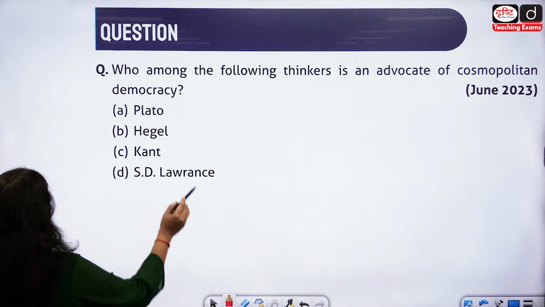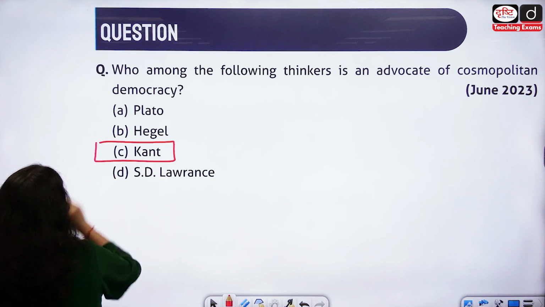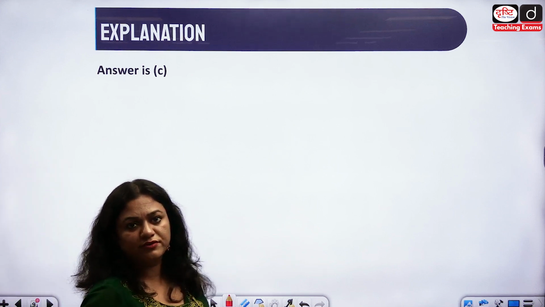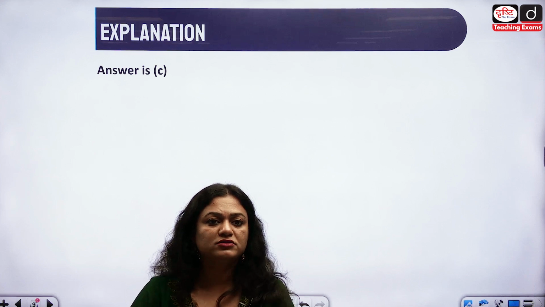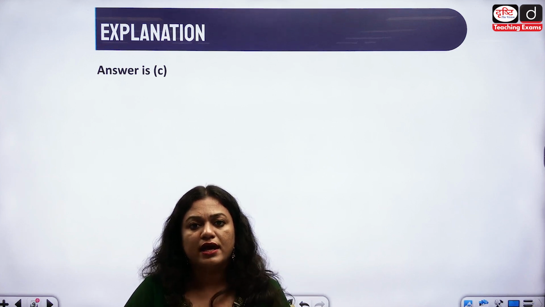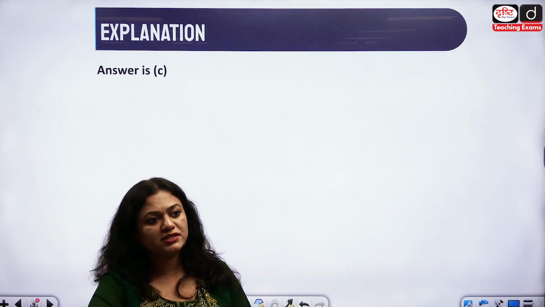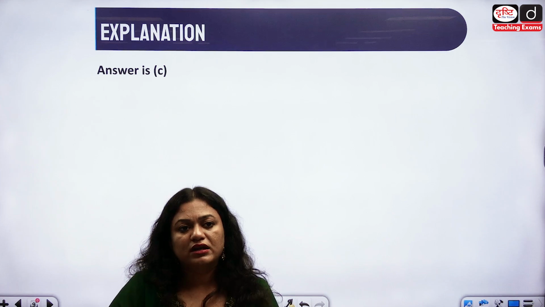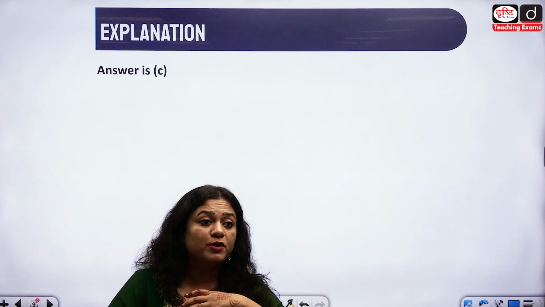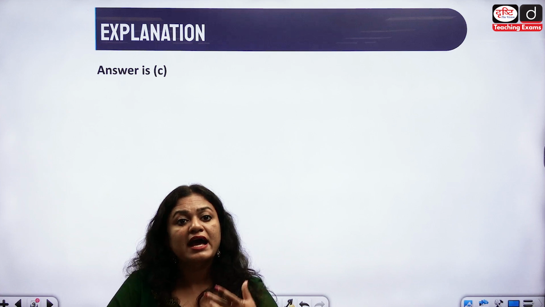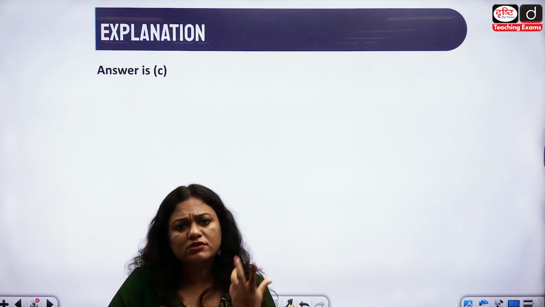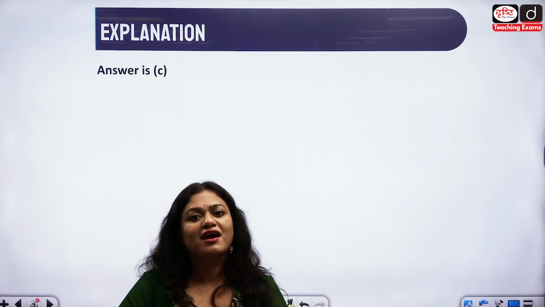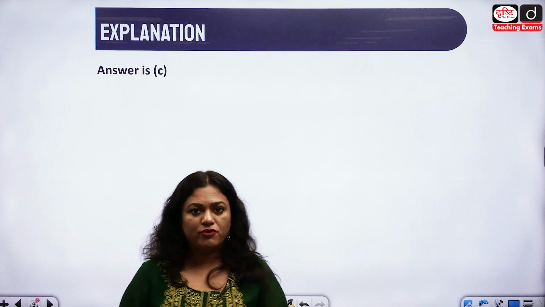So it is Immanuel Kant. Our answer is Immanuel Kant. Immanuel Kant is one among the thinkers who spoke about pure reason, and he spoke about creating a kind of transparent global governance. He also spoke about the promotion of democracy, and the idea that countries with a republican constitution are less prone to engage in wars.